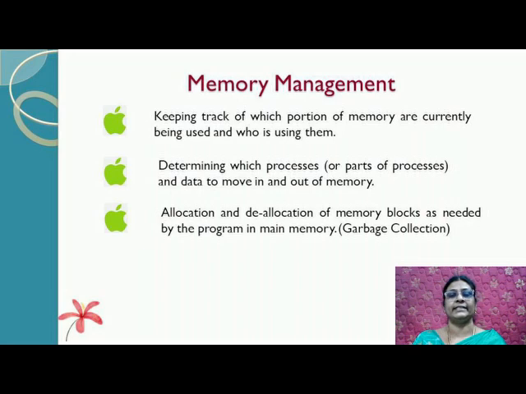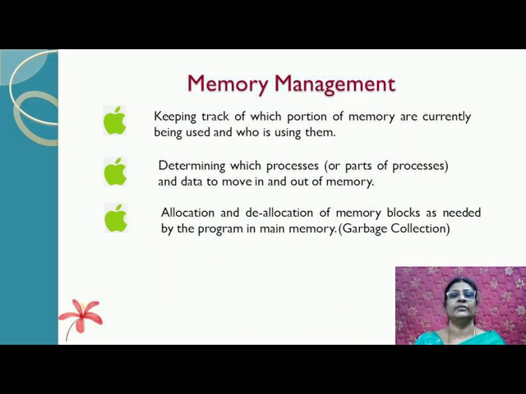The next key feature is memory management. Memory here means the random access memory. The operating system is used to keep track of which portions of the memory are currently occupied by programs and which portions are not yet occupied, so that whenever a user wants to execute a program, unallocated area in the memory could be allocated. Second one, determining which processes, or parts of processes, and the data are to be moved in and out of memory.